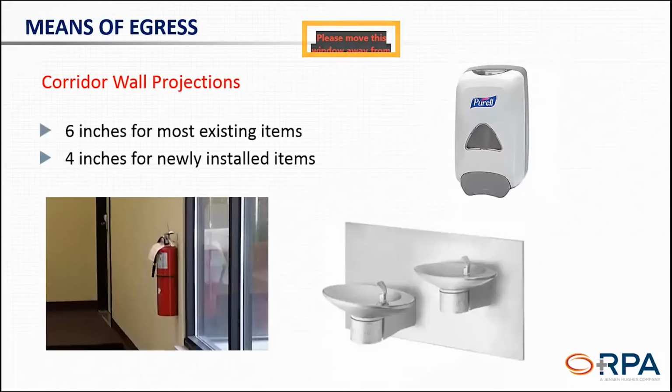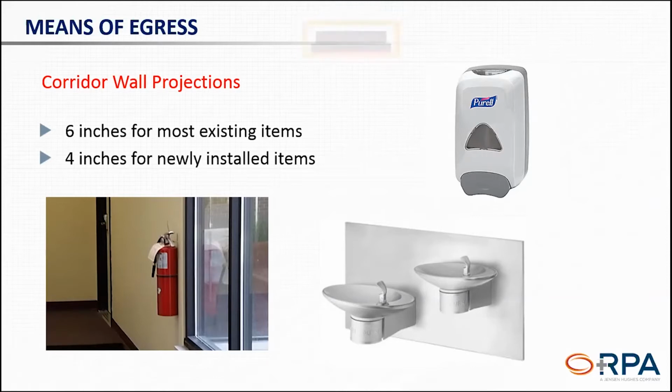Wall projections, this is still an issue. 6 inches for most existing items, so we're allowed to have say a fire extinguisher that's about 5.5 inches or so in diameter, projecting from the corridor. Anything you install new, we recommend that it be 4 inches, no greater than 4 inches that sticks out from the corridor. So we have these alcohol-based hand rubs all over the place, they're probably going to be 5.5 to 6 inches wide.